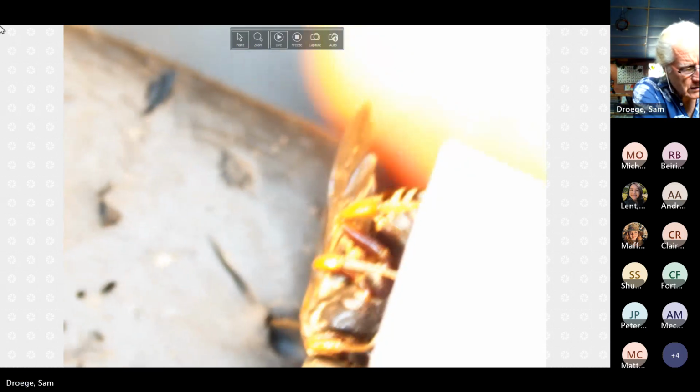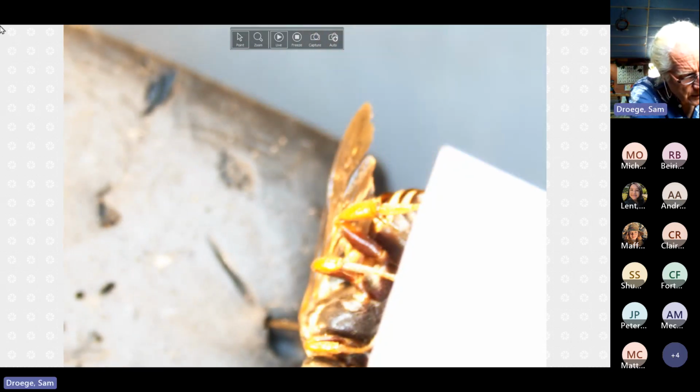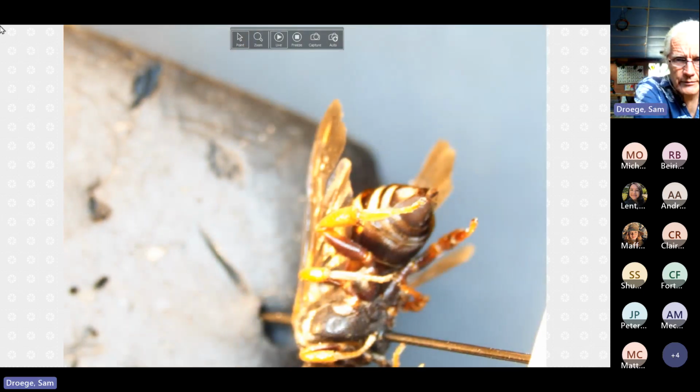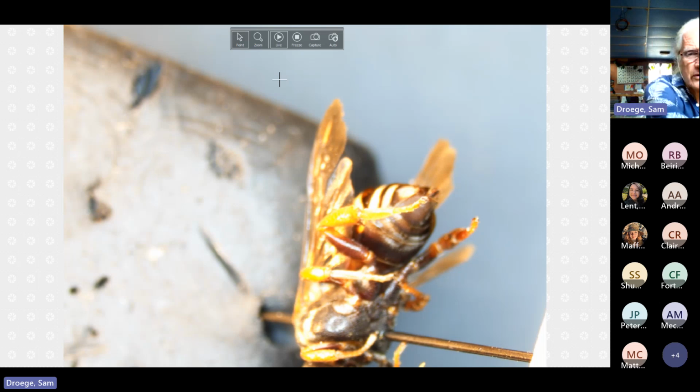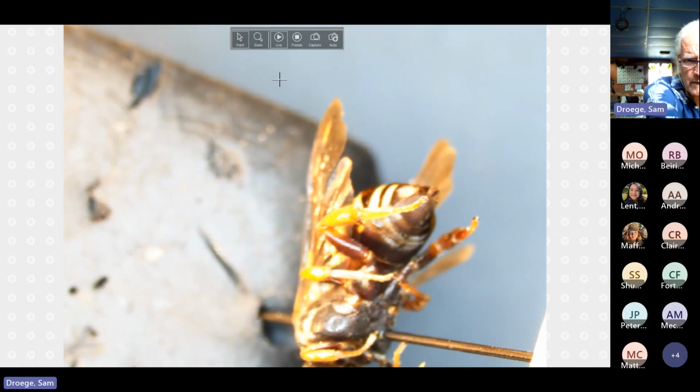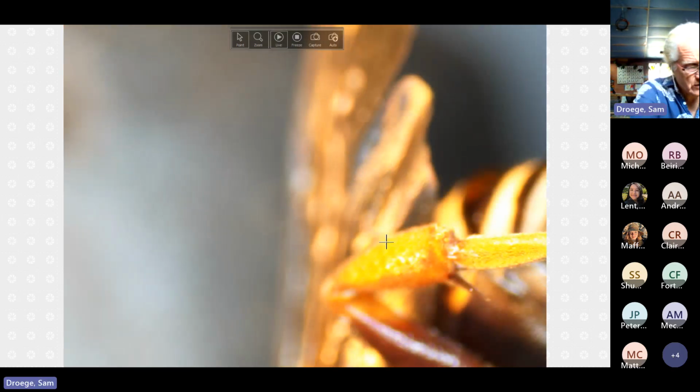I can probably get rid of some of this. There we go. All right, so even though this is not very magnified at this point, you can already see a bit of these white appressed hairs on the sternite. So we're looking at the underside. Here, here, here, and here, all these things are white appressed hairs on the sternites in different patterns.